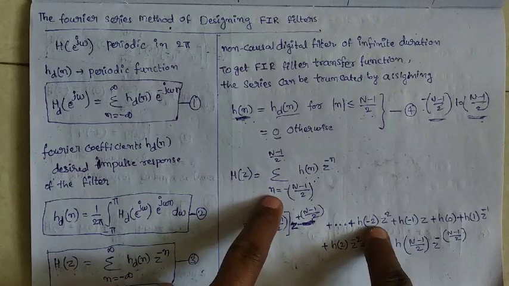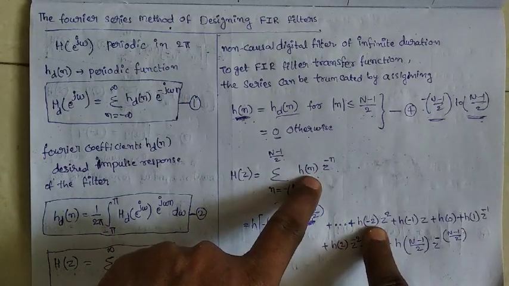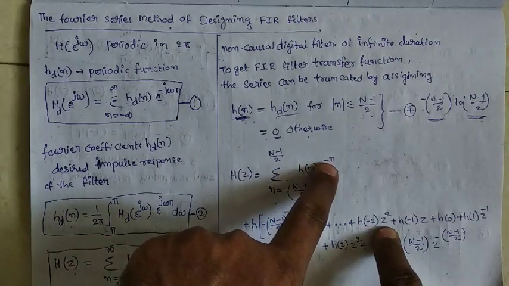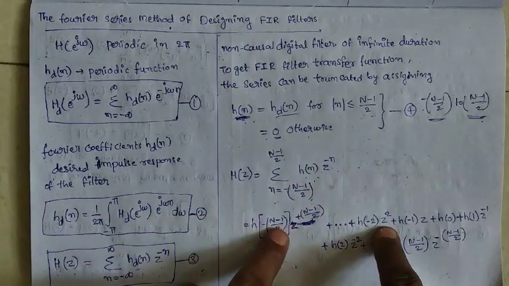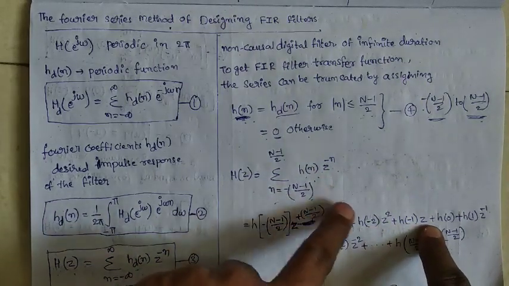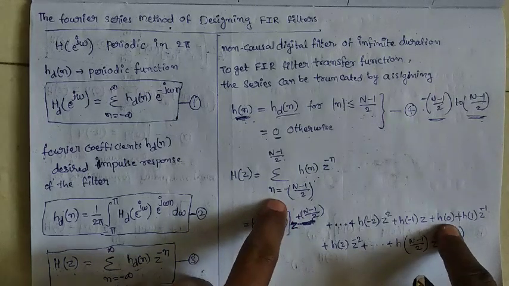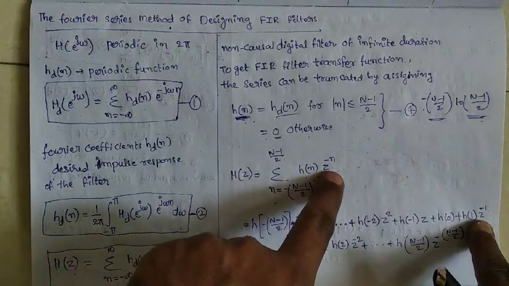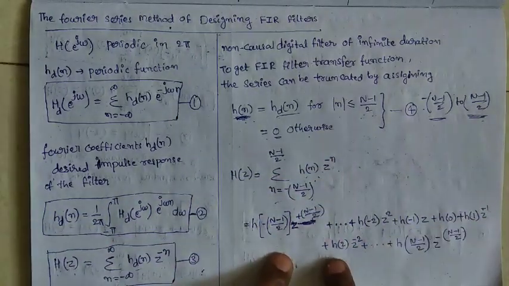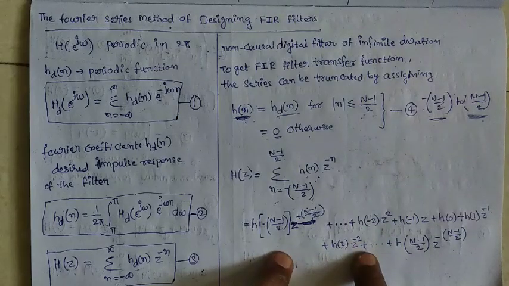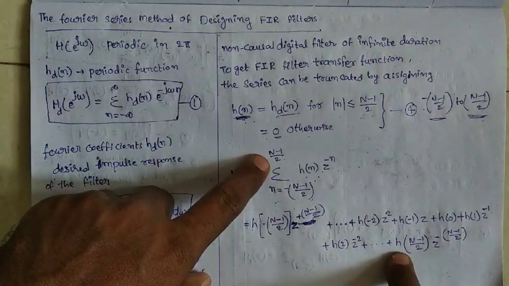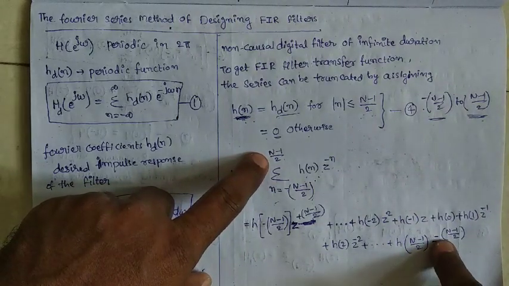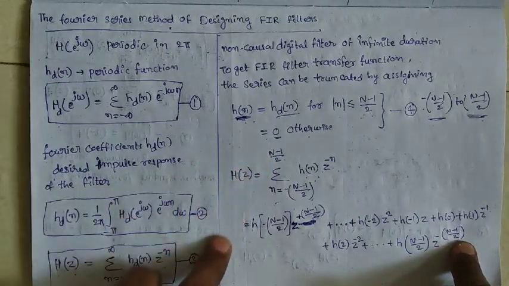Then for n equal to minus 2, h(minus 2) z to the power minus of minus 2, which is z to the power 2, plus h(minus 1) z to the power 1, plus for n equal to 0, h(0), plus for n equal to 1, h(1) z to the power minus 1, plus h(2) z to the power minus 2, plus so on, and the last term, plus h((N minus 1)/2) z to the power minus (N minus 1)/2.